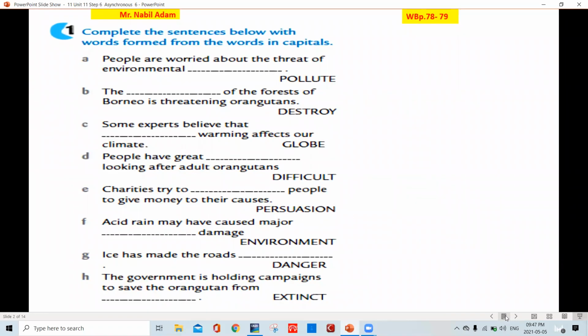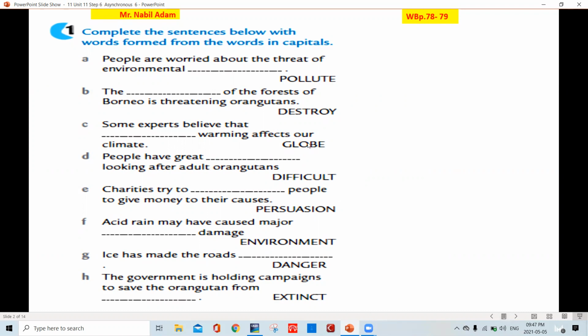Let's start with the first exercise here. This is a vocabulary exercise. Complete the sentences below with words formed from the words in capitals.